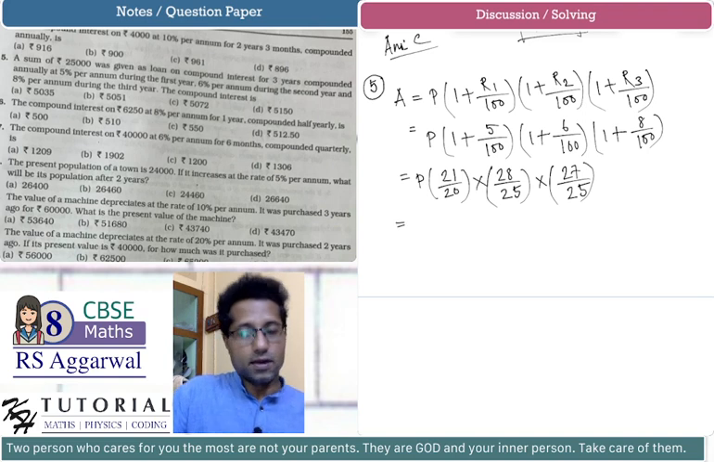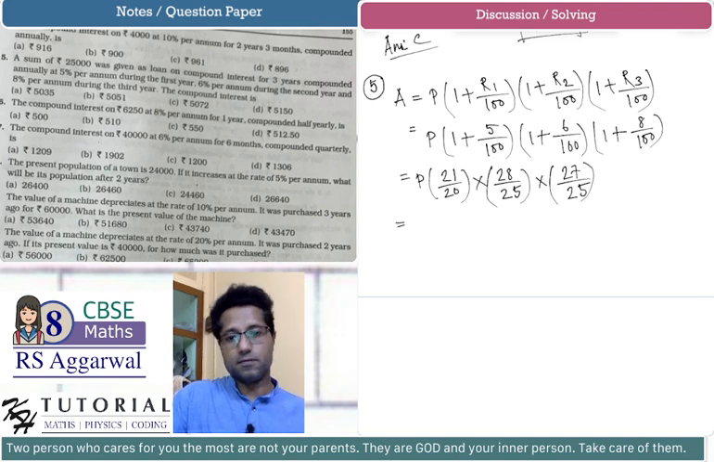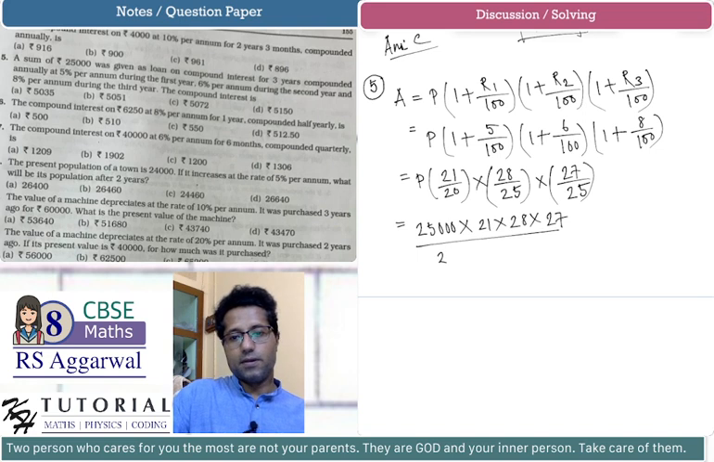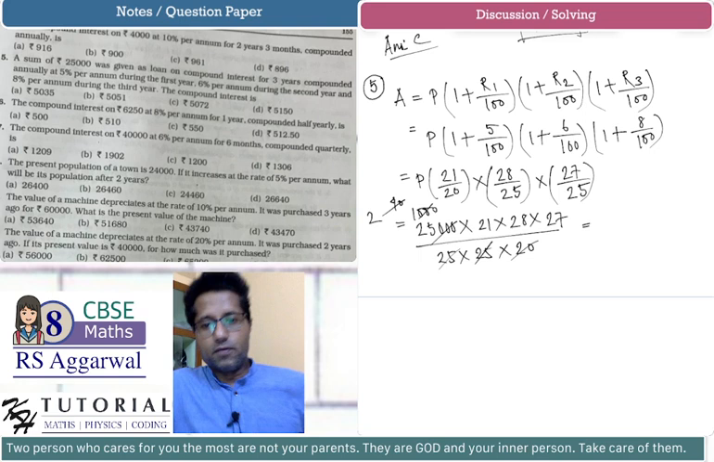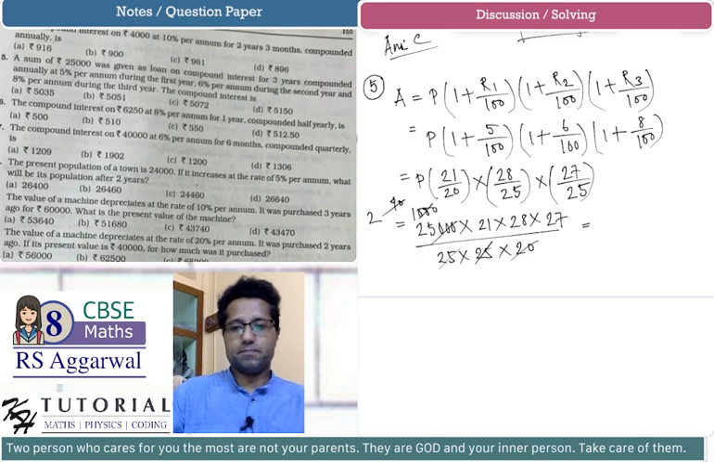Now what is P? We can now put the value of P. P is 25,000. 25,000 multiplied by 21 multiplied by 28 multiplied by 27 divided by 25 multiplied by 25 multiplied by 20. So 25 cancels 25,000 with 1000. 25 cancels 1000 with 40, and 20 divides 40 with 2. So this is equal to 2 multiplied by 21 multiplied by 28 multiplied by 27.